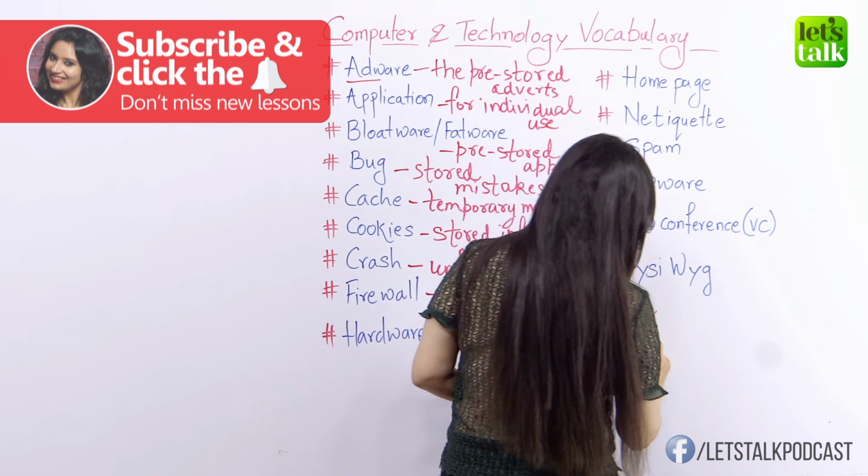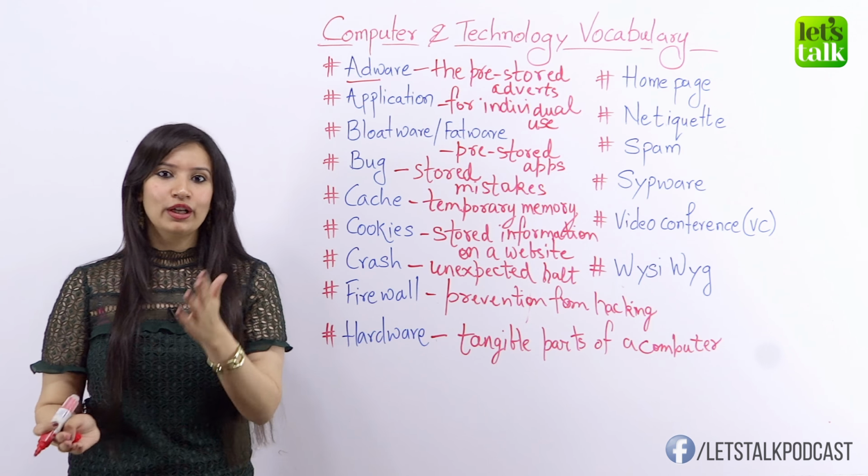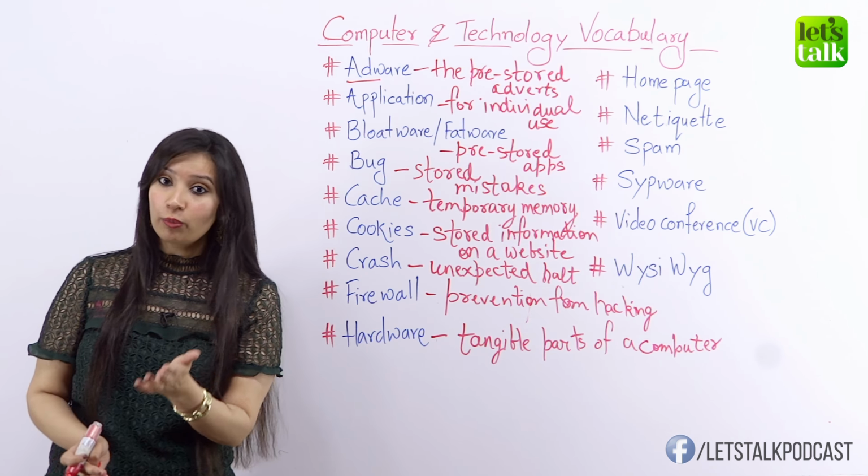And now we are going to look at the next words. Home page. The word home here means the first page that you see when you click on a website. It usually has links to other websites. For example, if your home page on your computer is Google, when you log in to your device or your computer, the first page that appears on the screen is Google, and it has links to other websites.